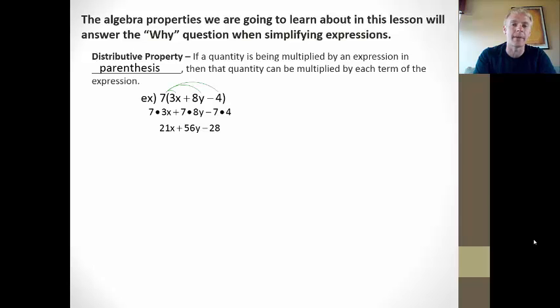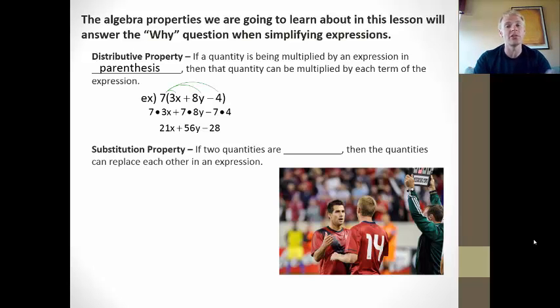But let's talk about our second property, and that would be the substitution property. Now, some of you might have just been watching the World Cup or some other soccer, and when they want to make a sub, one guy comes to the sideline and another comes running up and they stand next to each other and they can make a switch. One guy goes into the game and one guy leaves the game. But here's the deal. When they make a substitution, do they substitute a forward for a goalie? No, right? They're going to substitute a goalie for a goalie or a forward for a forward. You want to substitute things that have equal positions in soccer, in basketball, and football, whatever sport you're playing where you're making a substitution. Math is no different. If two quantities are equal, then the quantities can replace or substitute for each other in an expression.